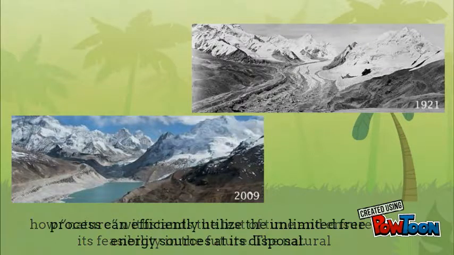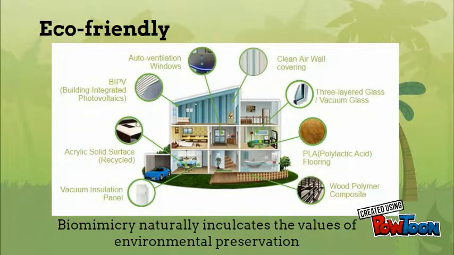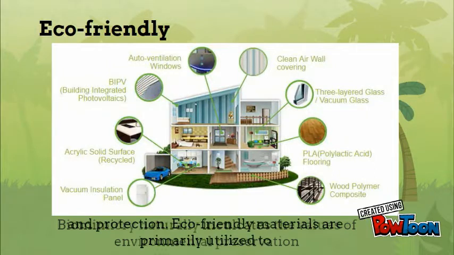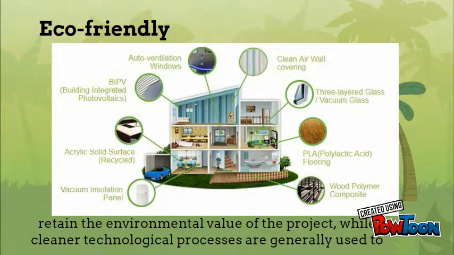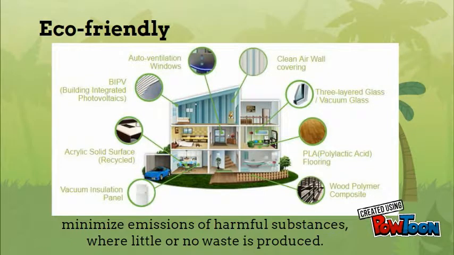The natural process will usually efficiently utilize the unlimited free energy sources available in the surroundings. Biomimicry naturally inculcates the values of environmental preservation and protection. Eco-friendly materials are primarily utilized to retain the environmental value of the project, while cleaner technological processes are generally used to minimize emissions of harmful substances, where little or no waste is produced.